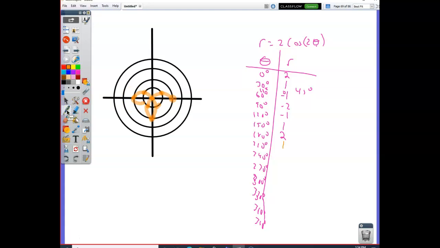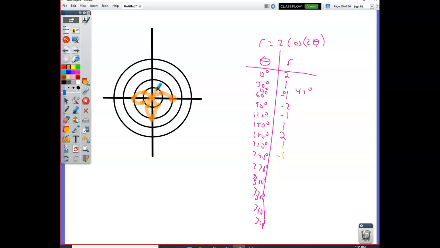Then I might do 240, and I realize I've got a pattern here. 2, 1, negative 1, negative 2, negative 1, 1, 2, 1, negative 1. So at 240, I'm out here. I'm drawing my pattern out that way. So far, so good.